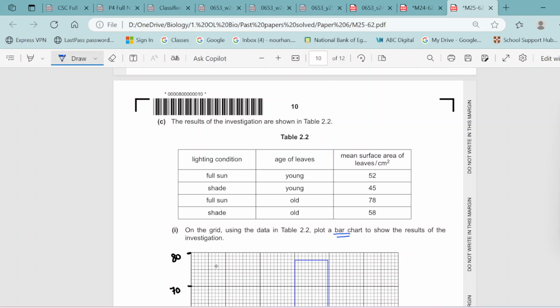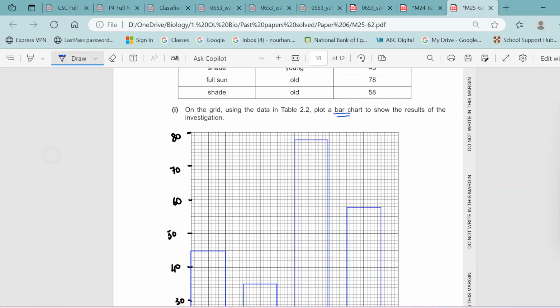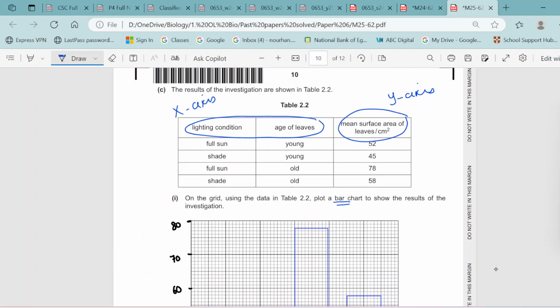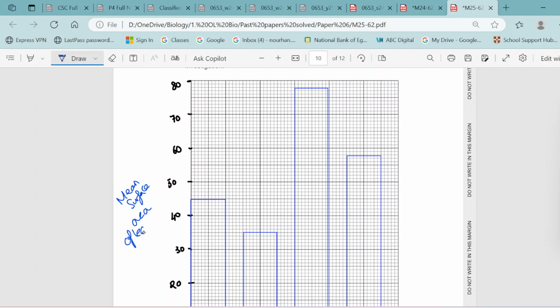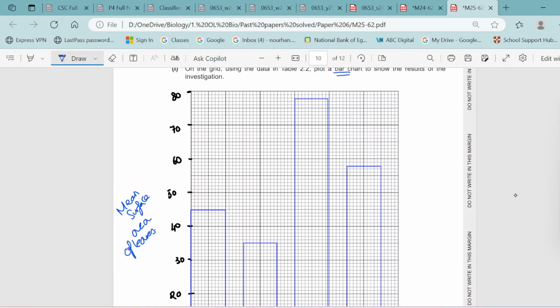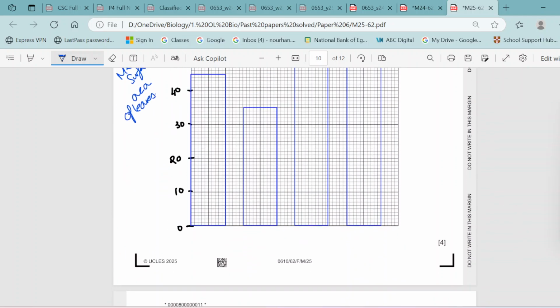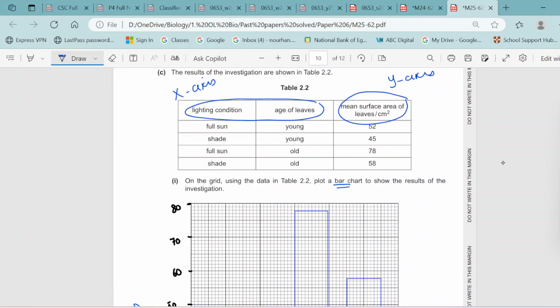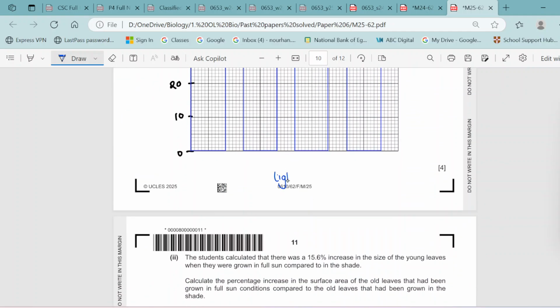What am I going to do? The left is on the x-axis. The results on the y-axis. I'm going to label the y-axis mean surface area of leaves. And on the x-axis, I do not have to label it. Or I can write both light and age. Light condition and age. Because I will put both.